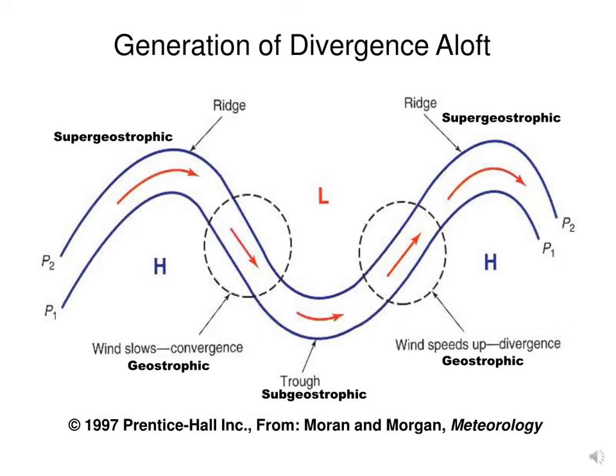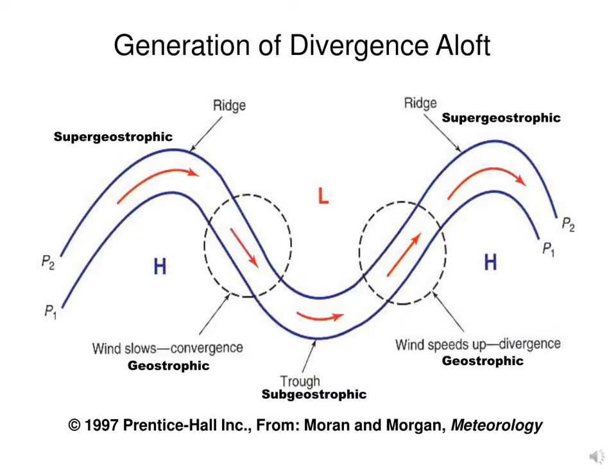The acceleration and deceleration of the airflow will lead to regions of convergence and divergence. So for example, as you move around the high, you're moving from supergeostrophic to geostrophic wind, so the wind is slowing down. And as it slows down, it piles up, and that's a region of convergence. And then, of course, as you are accelerating from subgeostrophic to geostrophic winds, and then accelerating towards supergeostrophic winds, you have an area of divergence where the air parcels are actually moving away from each other.